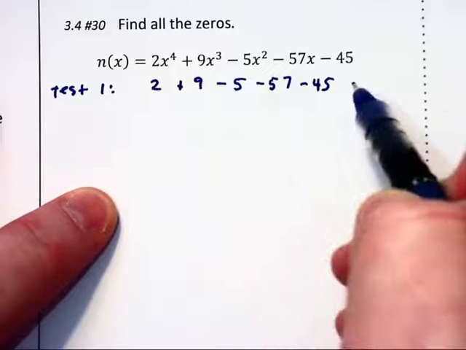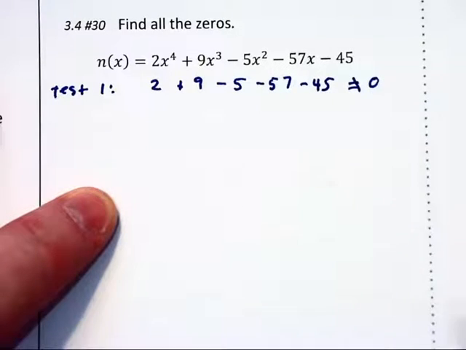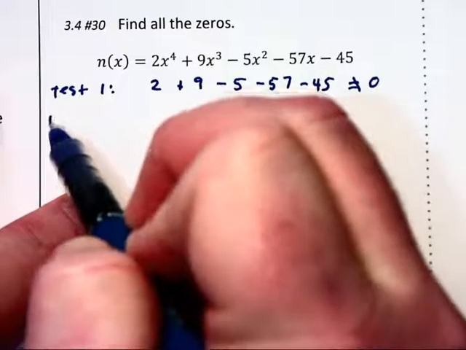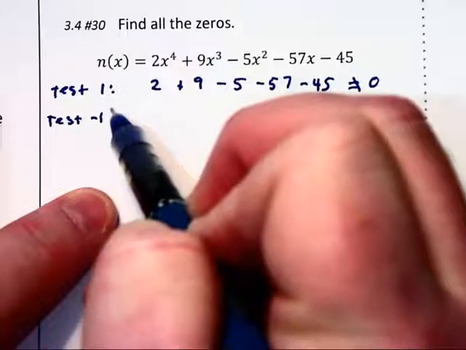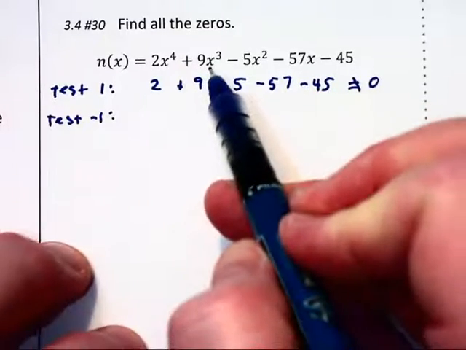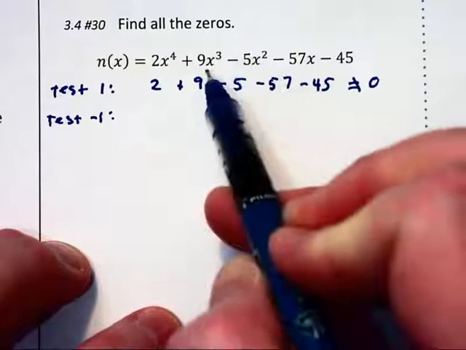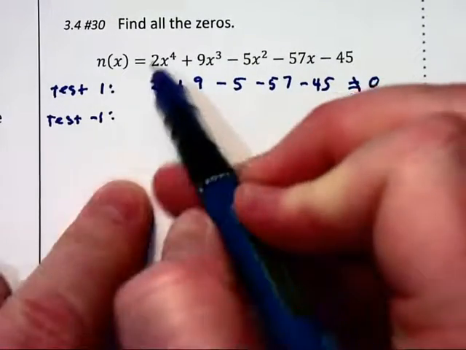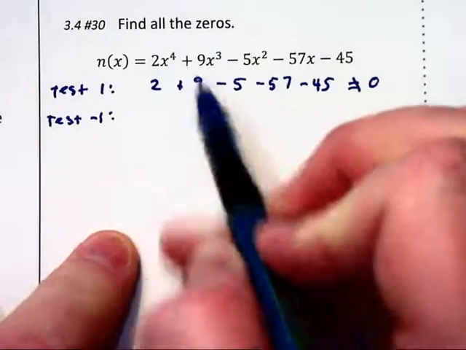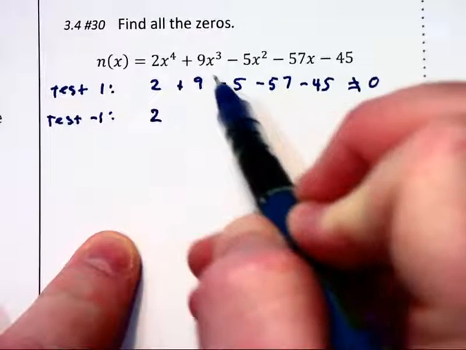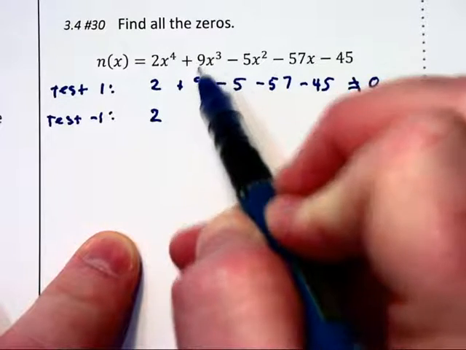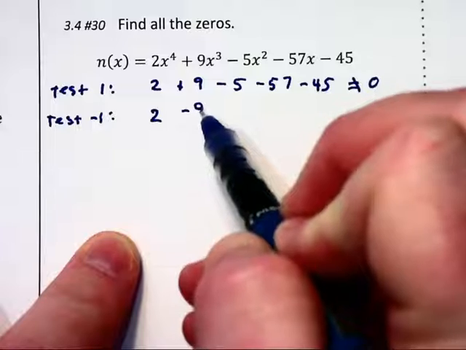This clearly is 2 negatives, so the answer is no. That one's not 0. Let's test to determine if negative 1 is a 0. We are going to change the sign of these coefficients on the odd degree terms. The first term is an x to the fourth term, so we're going to keep it as a 2. But the x cubed term has a coefficient of 9, which is going to change to a negative 9.